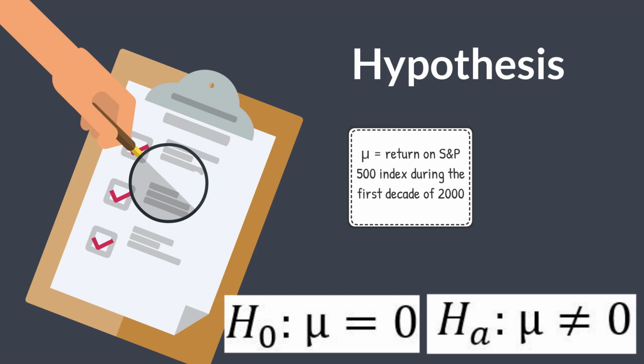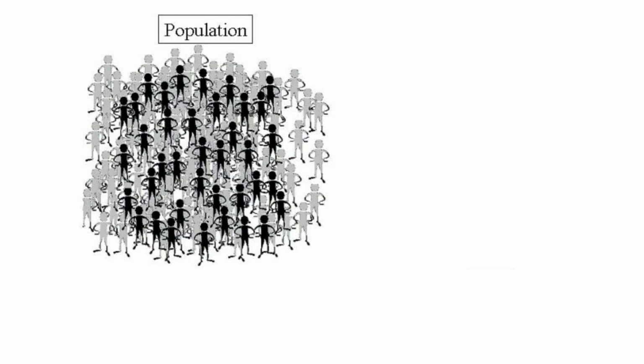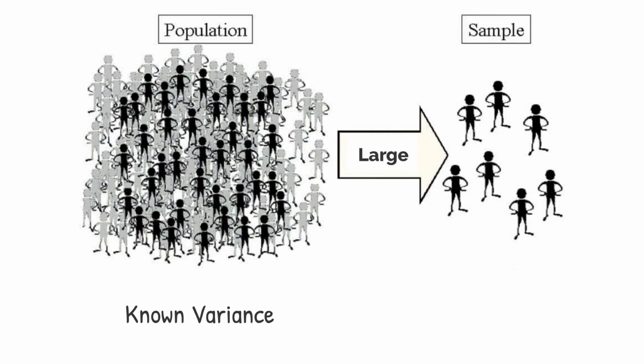Since we define our population as the first decade of 2000 and we can find all the data for the population, we can calculate the population variance, and hence use of the z-test statistic in this case is acceptable. Even if we did not know the population variance, we could still use the z-test since our sample is large.